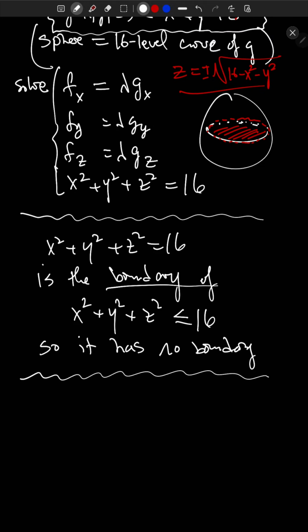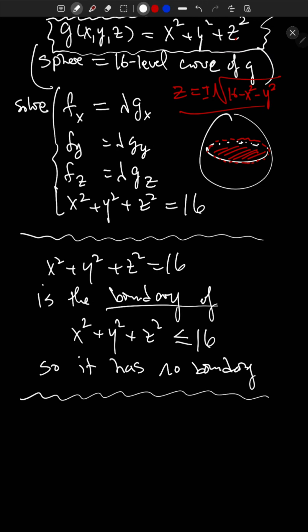By the way, in all the examples I've done, our functions have been differentiable, everything has been cool. If you do have points where your function is not differentiable, where there are problems with your function, you need to include those as critical points, or as candidate points.